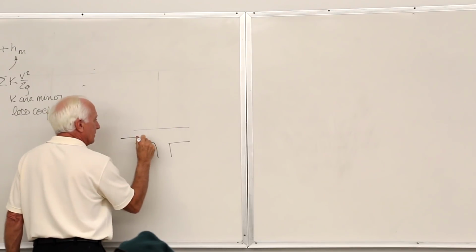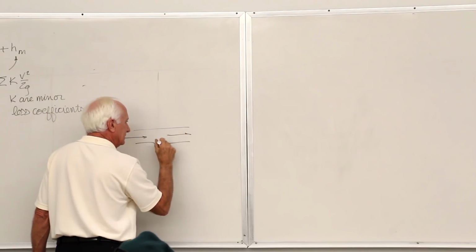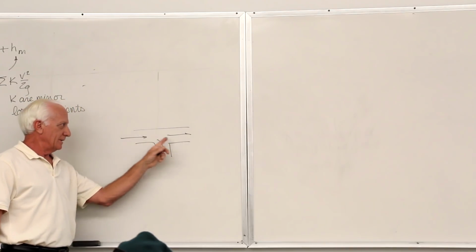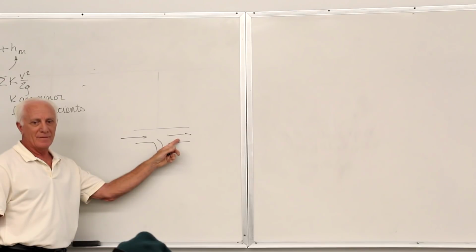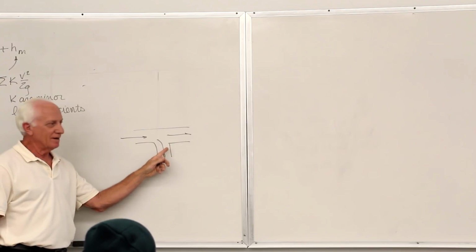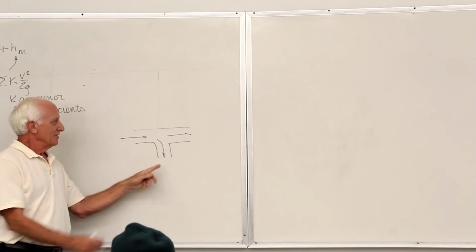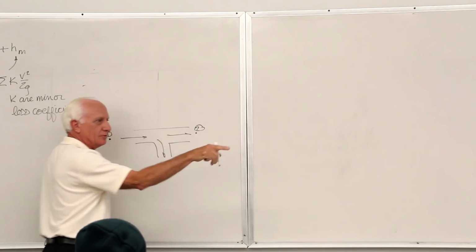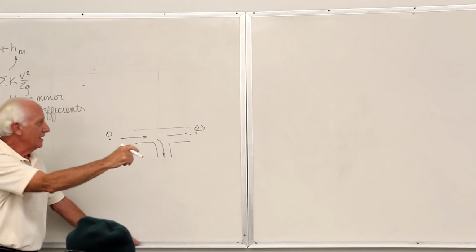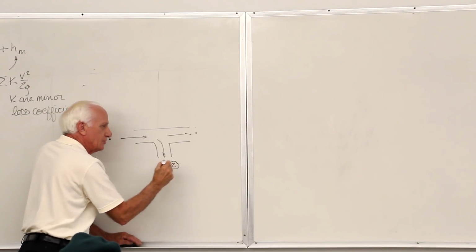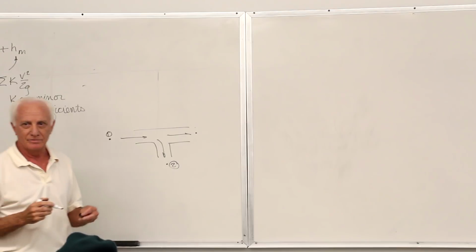Here comes a flow into a T. Some of it goes that way, some goes down that way. If the flow goes from here to here, that's the line, the main line. It's a railroad track, that's the main line. The branch railroad track makes a right turn. So if your point 1 is here and your point 2 is here, you use the line value. If your point 1 is there and your point 2 is here, you use the branch value.